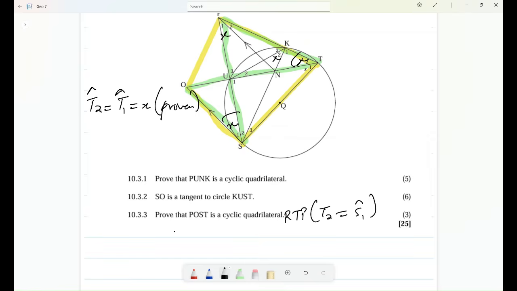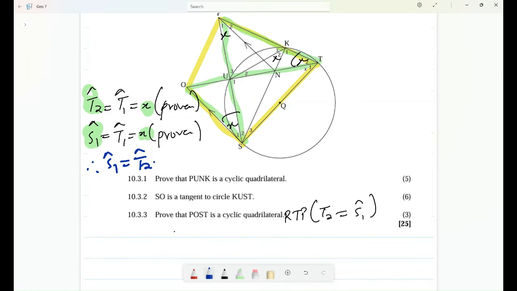Okay, therefore T2, I have now T2. Now let me find anything related to S1. But remember, we also said angle S1 is equal to angle T1. That one we have proven. We also proved that when we said it is a converse of tan chord theorem again. Can you see that T2 is equal to x and S1 is equal to x, and they are both equal? So I can say therefore angle S1 is equal to angle T2, which is equal to x. Therefore, PQST is a cyclic quad.